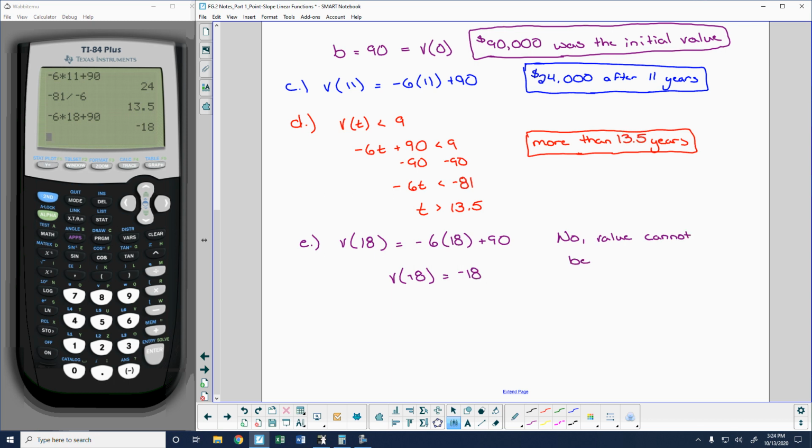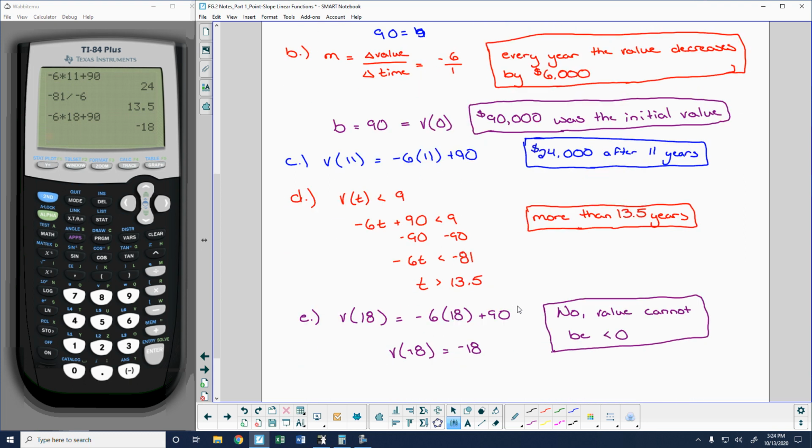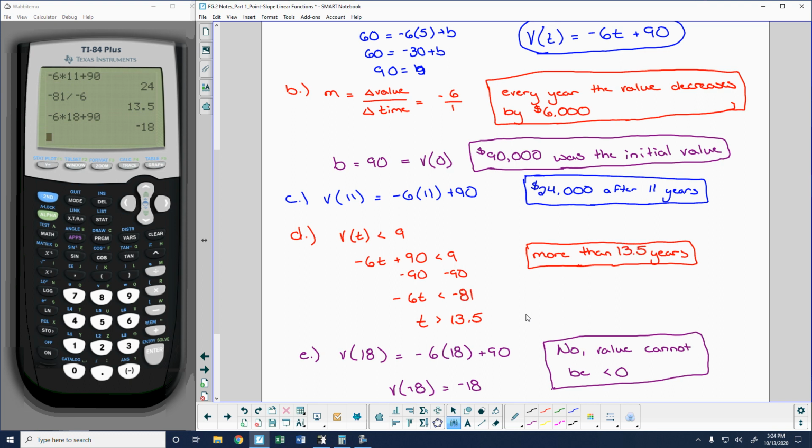What we'll find eventually is that depreciation will be what we call an exponential function. So we'll see what happens as we get closer to 0. We'll do that later in the year. But for right now, if this were our depreciation model, it would not work for 18 years because the value would be less than 0.